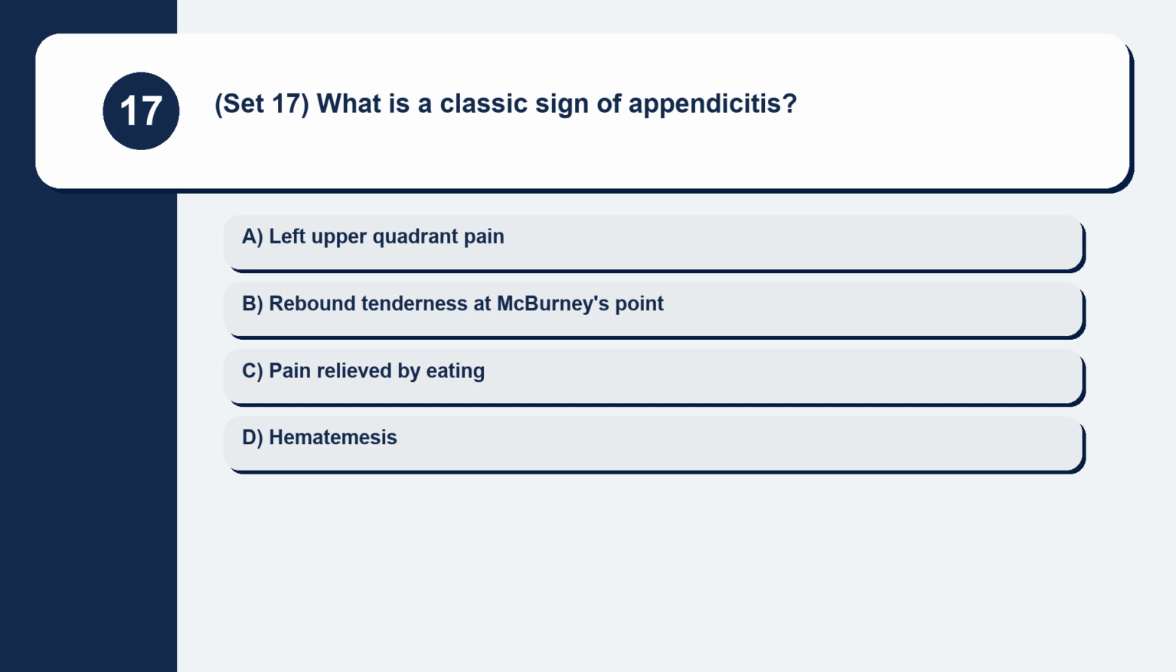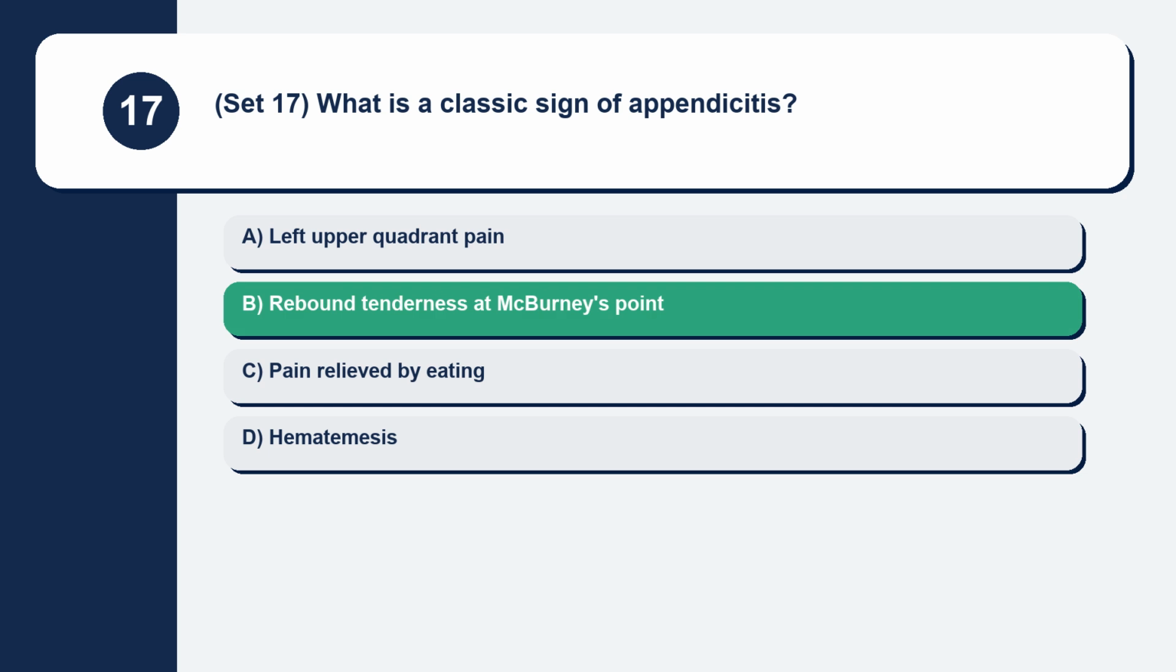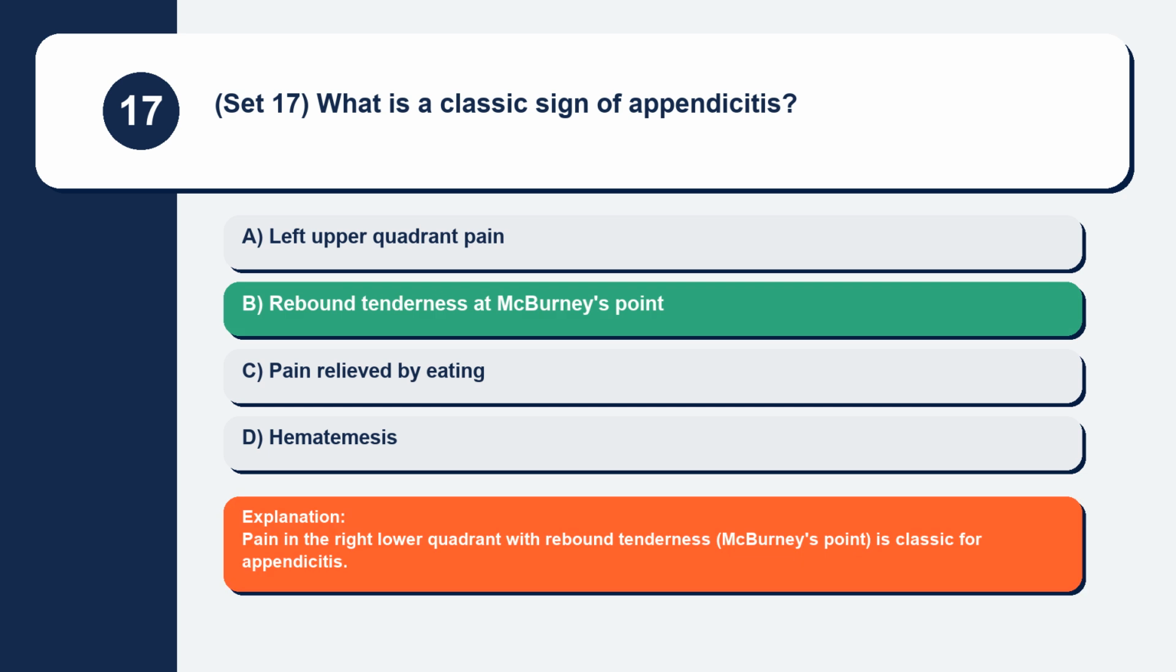Question 17. Set 17. What is a classic sign of appendicitis? Left upper quadrant pain, rebound tenderness at McBurney's point, pain relieved by eating, hemoptysis. Pain in the right lower quadrant with rebound tenderness, McBurney's point, is classic for appendicitis.